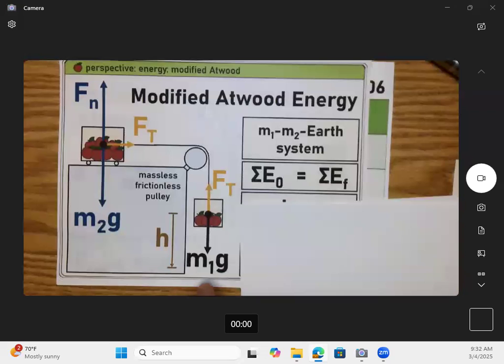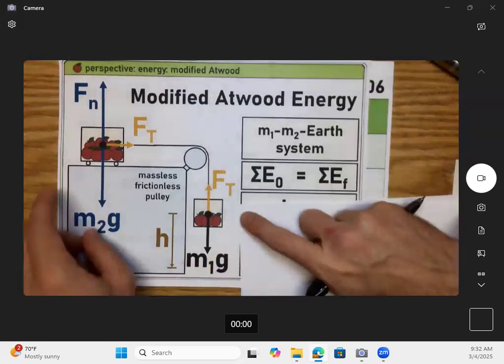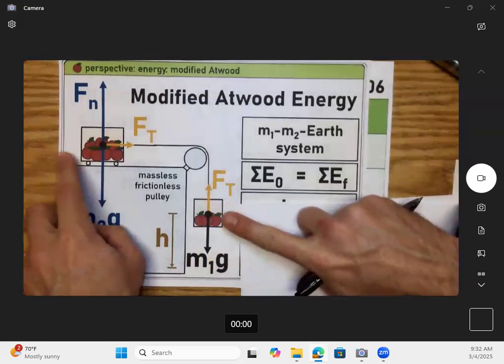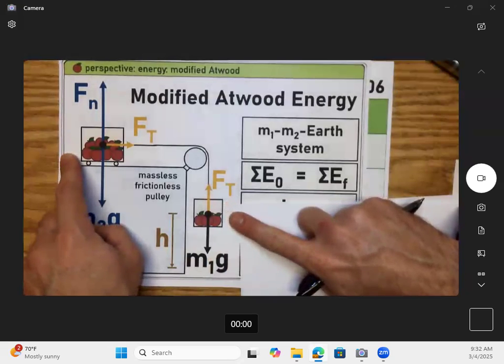Guys, what did you write? What's the supply of energy? M1gh. Yeah, M1gh, so this block falling. And where does that energy go? It goes into moving the second mass and then maintaining both of their speeds.